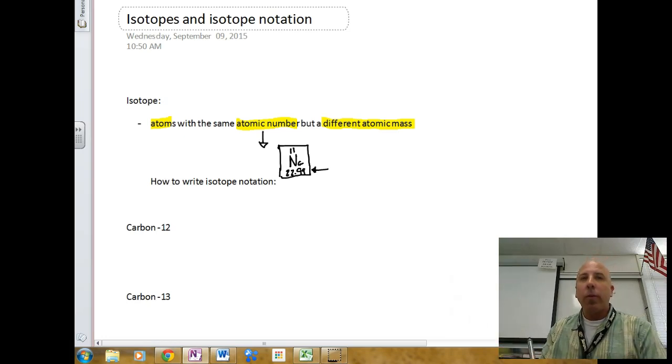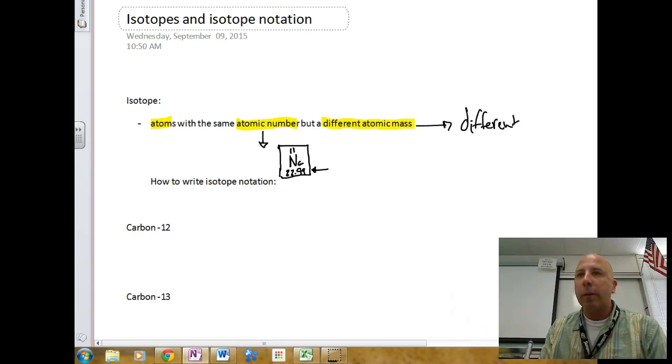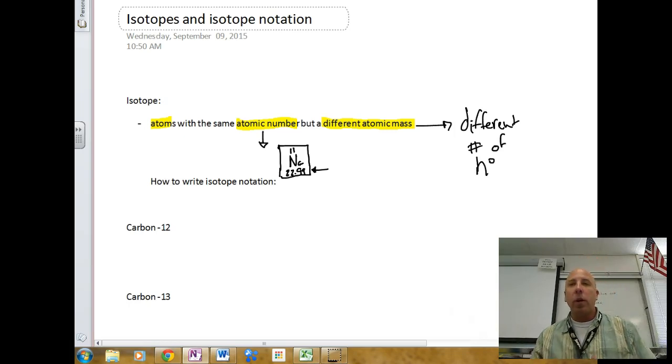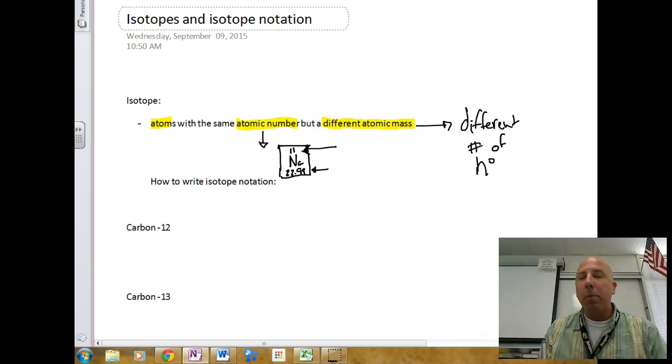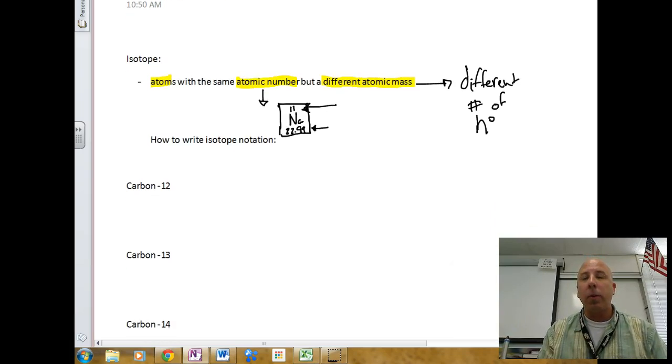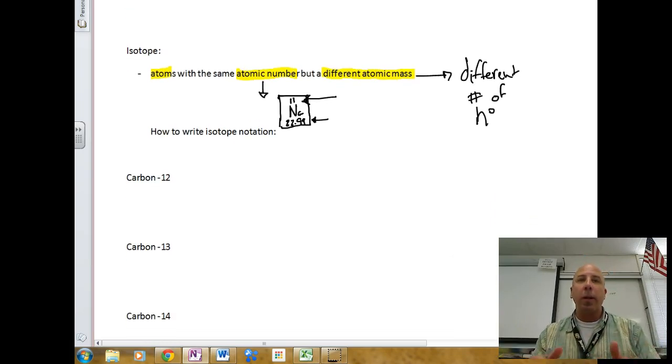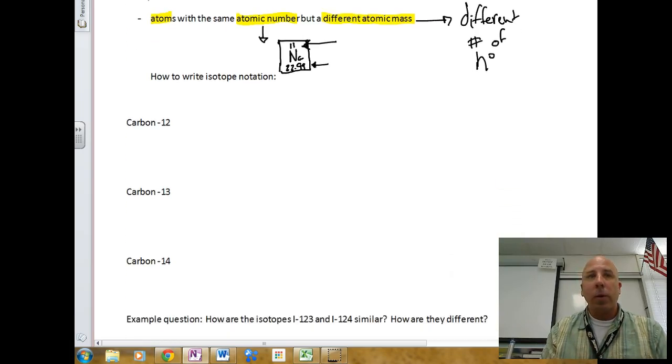Now, what we're saying with isotopes is that an isotope can have different atomic masses, but the same atomic number. And that differing atomic mass comes from a different number of neutrons. So if we change the number of neutrons, we change the atomic mass, but as long as we keep the atomic number the same, we are still the same exact atom. So let's talk about, first off, how to write isotope notation, and then we're going to talk about how to distinguish between isotopes. Okay, so how to write isotope notation.